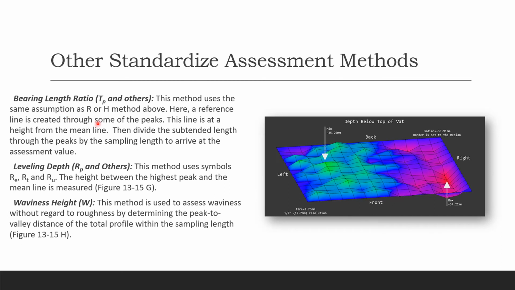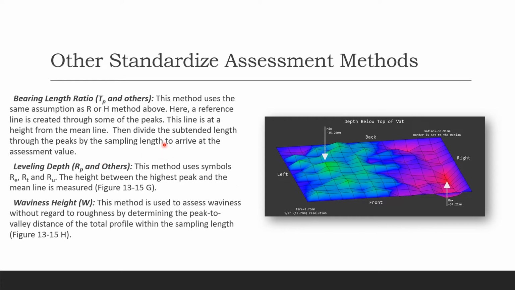Alright, so bearing length ratio is your TP and others. This method uses the same assumption as in your R or H method above. Here you can see the reference line is created through some of the peaks. This line is at a height from the mean line. Then divide the subtended length through the peaks by the sampling length to arrive at the assessment value.